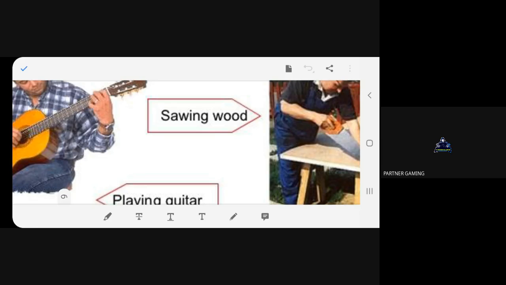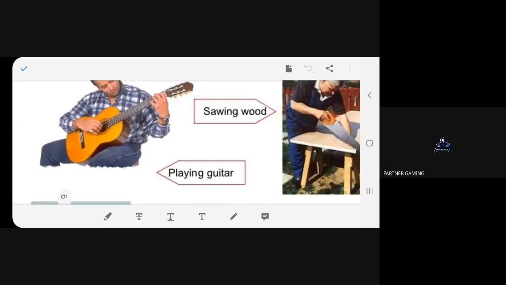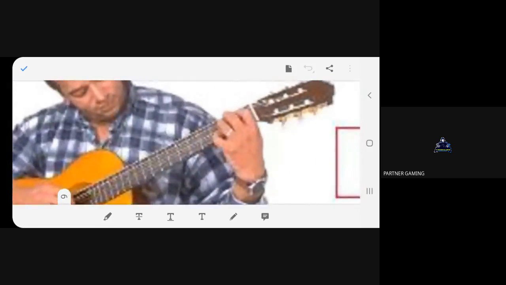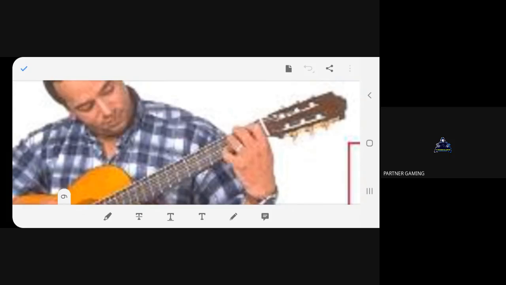No, ma'am. Okay. First one is playing guitar. What is he doing? He is pulling the string as well as pushing the string. Yes, he's pulling the guitar string so you can play a note, as well as pushing the strings.